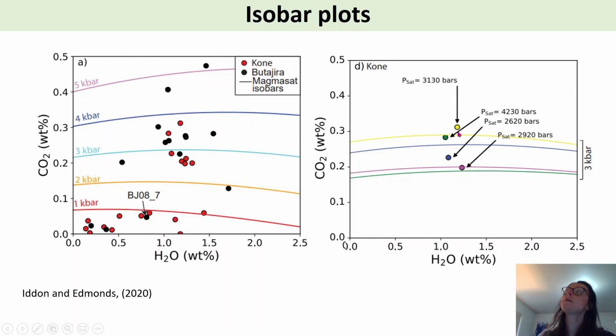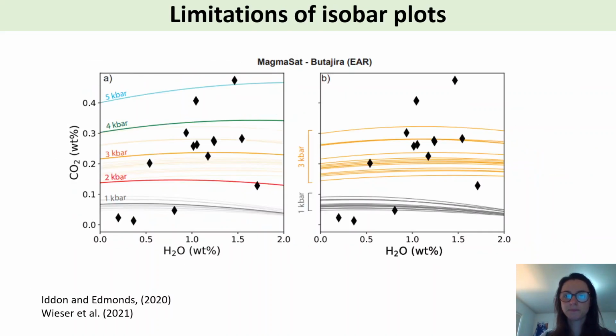So it might be better, instead of trying to plot things on isobar diagrams to visualize pressures, to instead plot something like water versus pressure in a water-rich system, CO2 versus pressure, or if you're working with, say, olivine, you might want to plot your saturation pressure versus, say, the forsterite content of your olivine. And this means we are calculating saturation pressures for every single inclusion, which means we're taking into account the fact that the major elements are going to affect our solubility calculations.